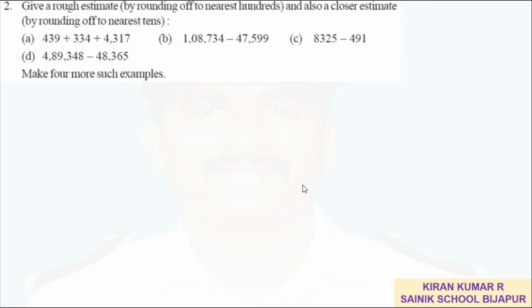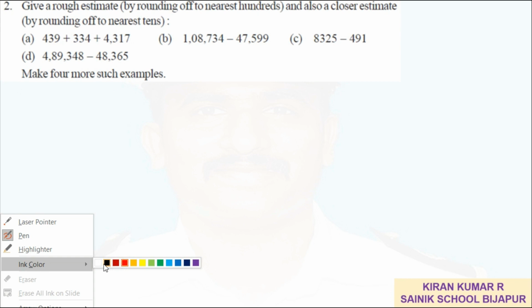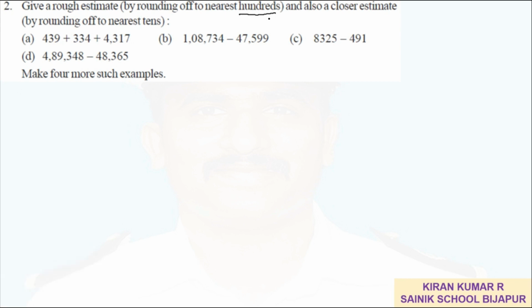Look at the second question. Give a rough estimate by rounding off to the nearest hundred and also a closer estimate by rounding off to nearest tens. They have only given where to round off. You have to round it off to the nearest hundreds and a closer estimate by rounding off to nearest tens. I'll be telling these 4 questions. Make 4 more such examples. This you can try it out.